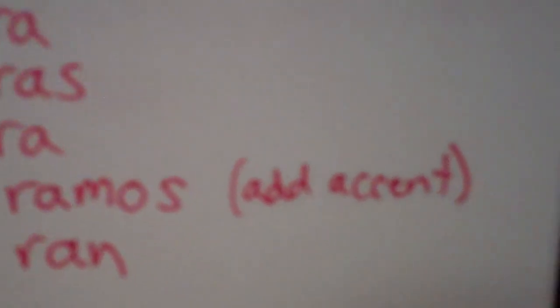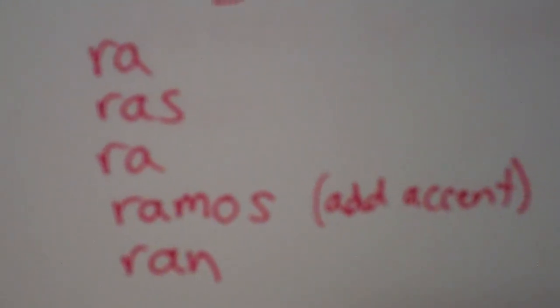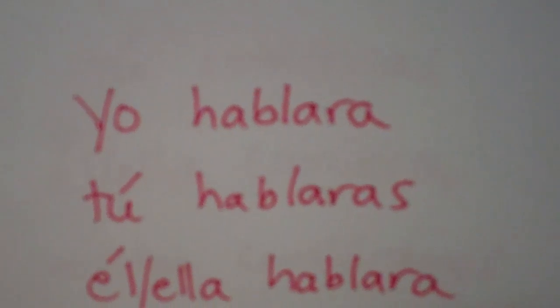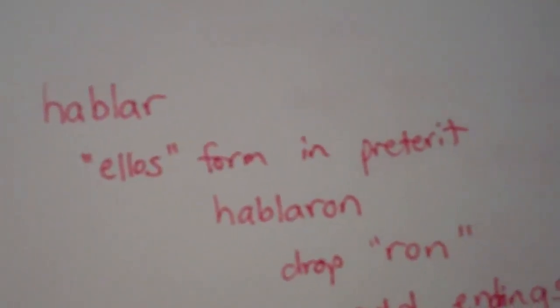And on our nosotros form, we have to remember to add our accent. So let's look at it. Once we take the verb hablaron, drop the ron, we're left with habla. So then we add our endings. Hablara, hablaras, hablara, habláramos, hablaran. And that's how we form any typical AR verb.